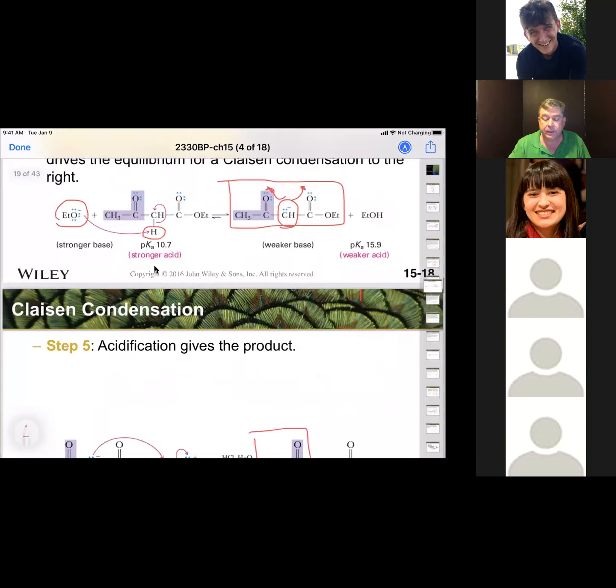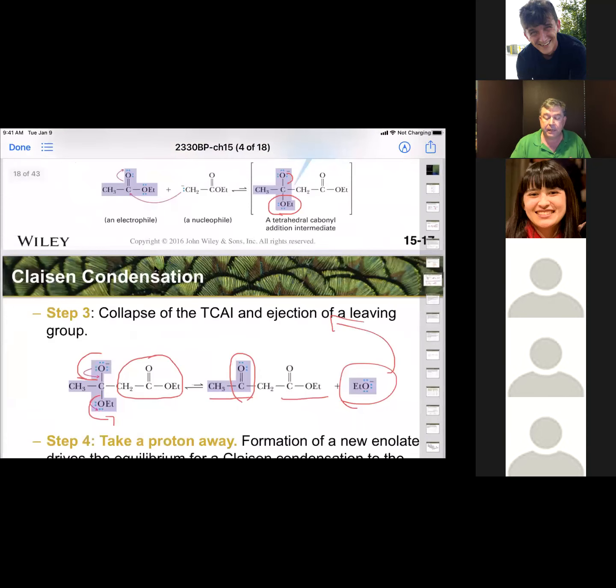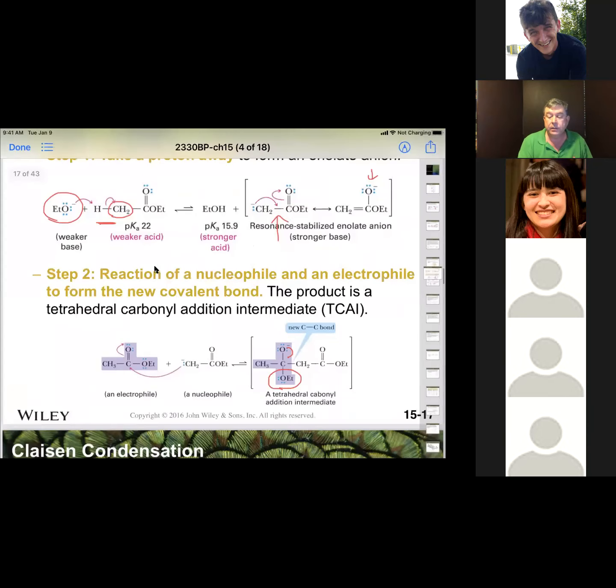Do we understand the mechanism here? It's a little bit longer. It's probably one of the longest mechanisms we've done, but each step makes sense. We take a strong base, we take a base to make a stronger base, so it's in equilibrium, and it's mostly on this side because this is the stronger base. But enough of it is there that once you form it, it reacts as a nucleophile, and that's why the reaction progresses forward. Now this also generates this tetrahedral unit, which is less stable than having the enolate.